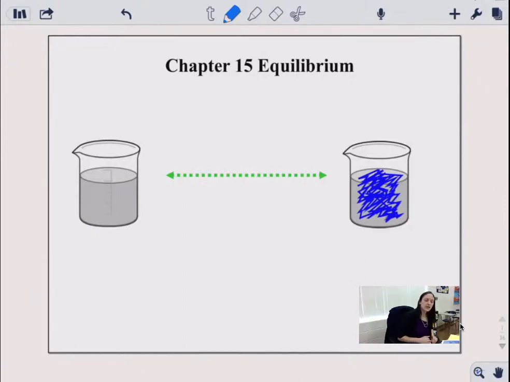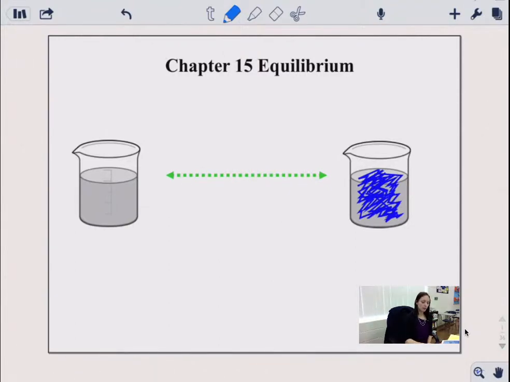Okay, we're going to look at chapter 15, which is equilibrium, and this chapter and the following two are all about equilibrium. This is the big basic equilibrium chapter, and then 16 is acid-base equilibrium, and 17 is just some additional little pieces about equilibrium. So the first thing we're going to start off looking at is what exactly is equilibrium.